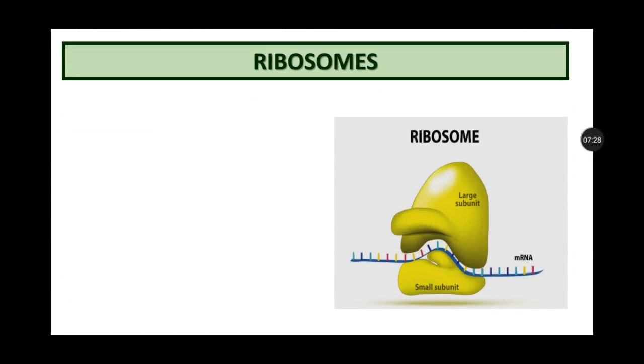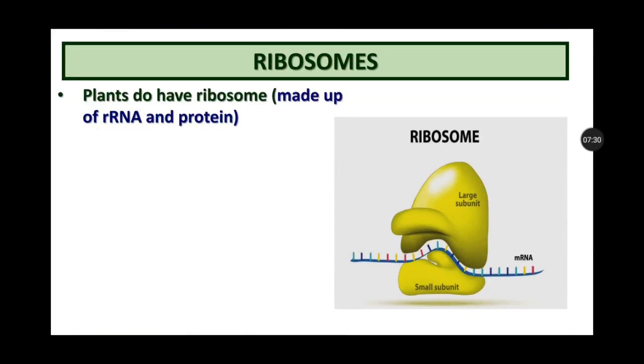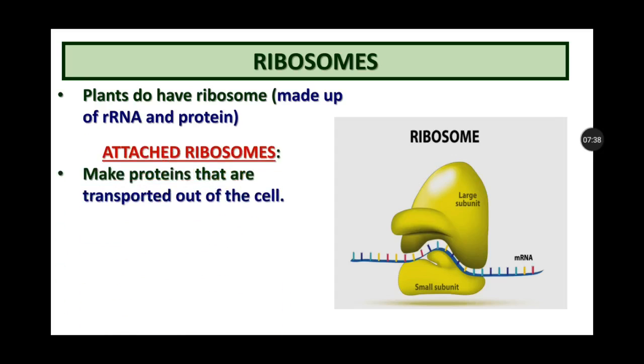The next one is ribosome. I'm going to repeat it again, that plants do have ribosomes made up of ribosomal RNA and proteins, and there are some attached ribosomes. These attached ribosomes are attached to the endoplasmic reticulum. They are present in the cytoplasm of the cell as well. Their function is to make proteins that are transported out of the cells.